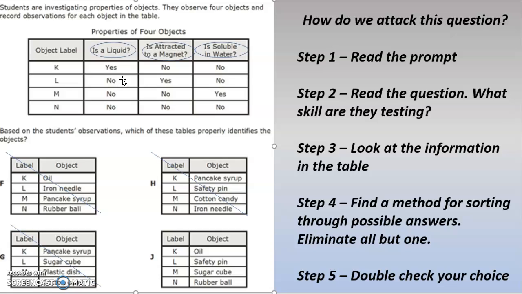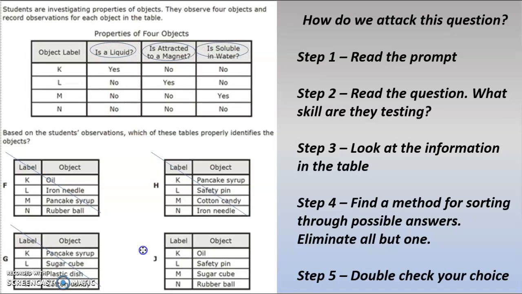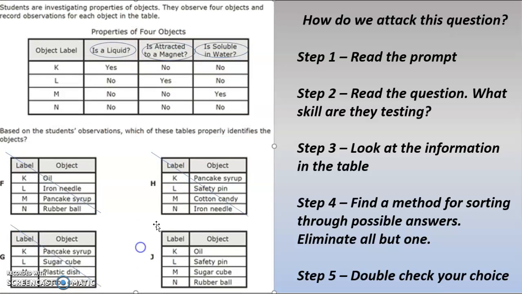Is it soluble in water? No. Sugar cube, is it a liquid? No. Is it attracted to a magnet? No. Is it soluble in water? Yes. A sugar cube will dissolve in water because it's sugar. And then N, a rubber ball, is it a liquid? No. Is it attracted to a magnet? No. Is it soluble in water? No. So there is our correct answer.